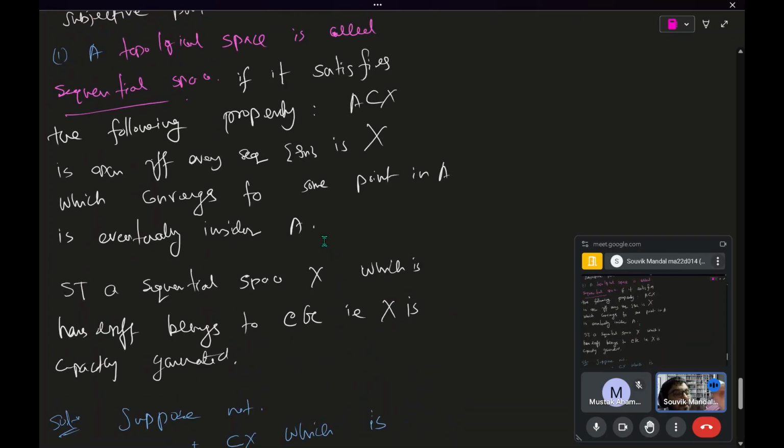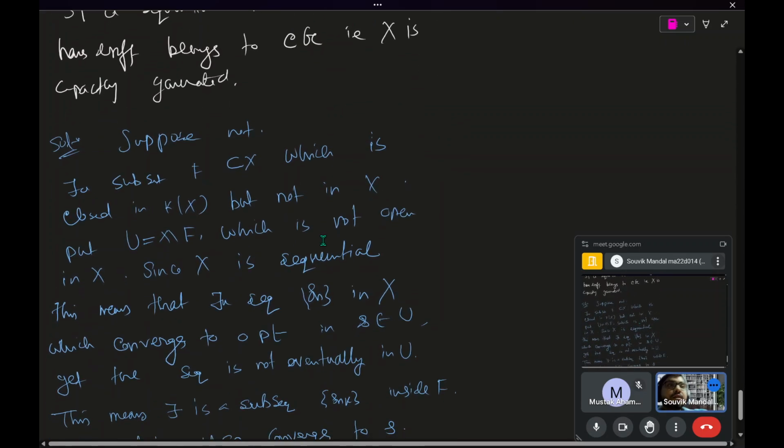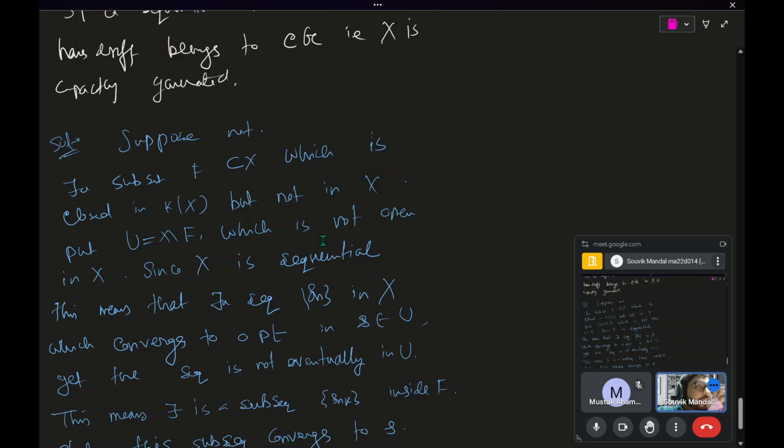So what we need to show is that the space is a sequential space, which is also Hausdorff, that is another compactly generated space. This means that the space can be written as a countable union of compact spaces. So suppose it is not compact. Then there is a subset F of X which is closed in KX, but not in X.